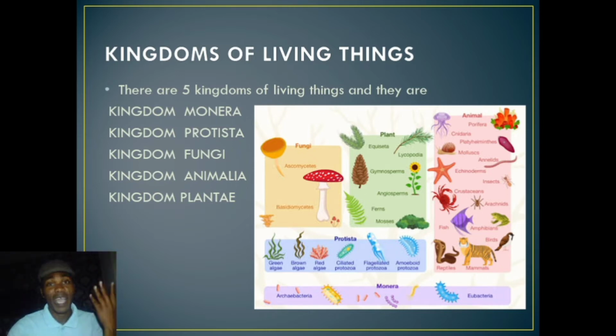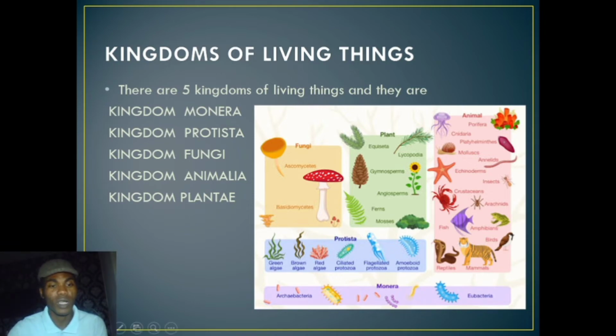Now we have 5, like I said earlier, and the 5 of them are: we have the kingdom Monera, we have kingdom Protista, we have kingdom Fungi. You can call it fungi if you choose, as long as you spell it correctly. We don't have any problem. And we have kingdom Animalia. We also have the last one, which is kingdom Plantae. Now these are the 5 kingdoms of living things that we have.